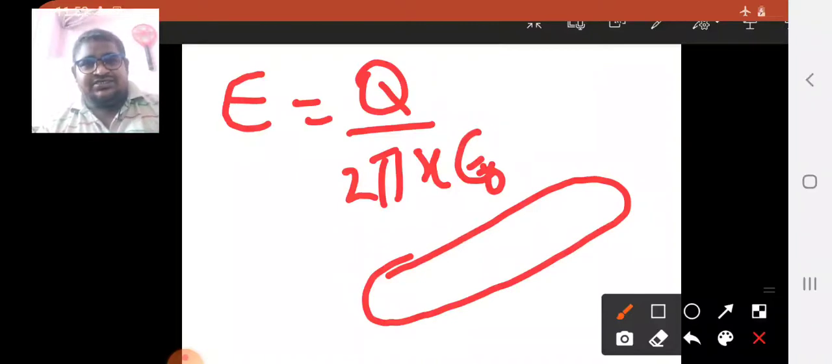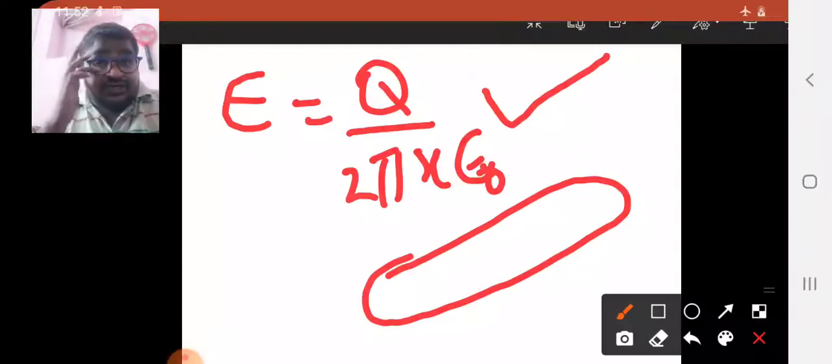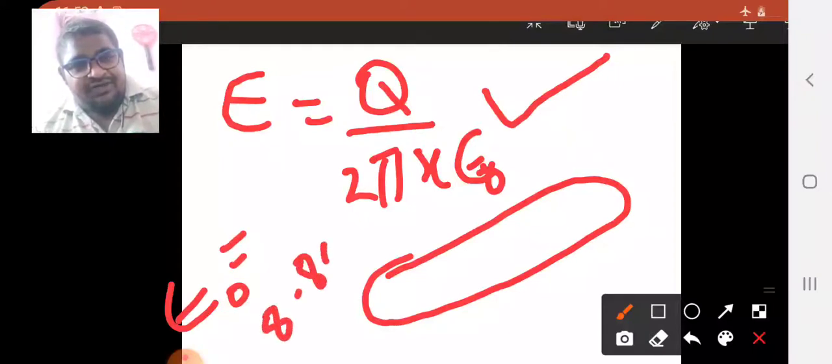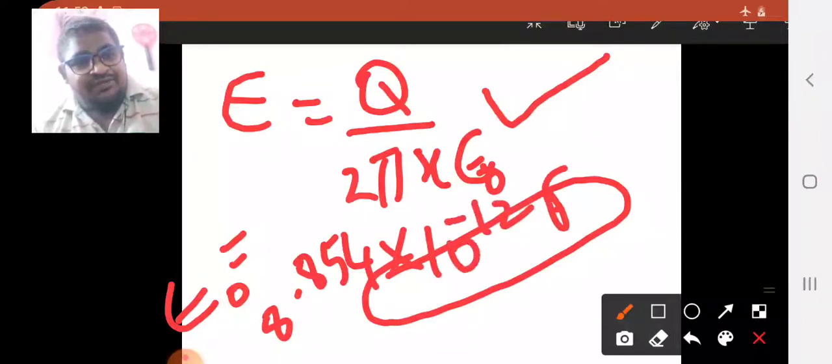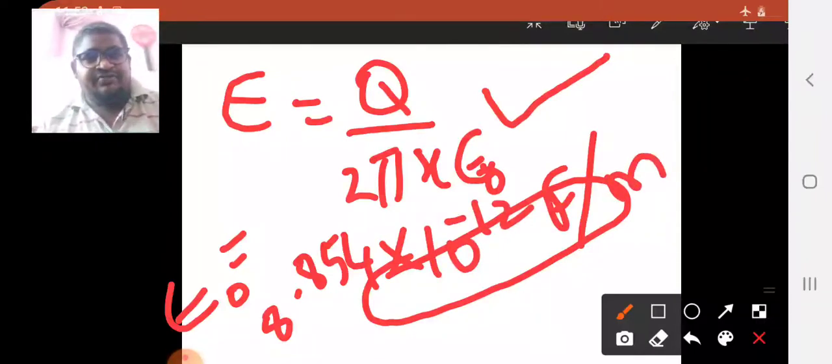As it is a line charge, you need to take electric field intensity as E is equal to Q by 2 pi x epsilon naught, where epsilon naught is the absolute permittivity, that is the permittivity of air, which is 8.854 into 10 power minus 12 farad per meter.